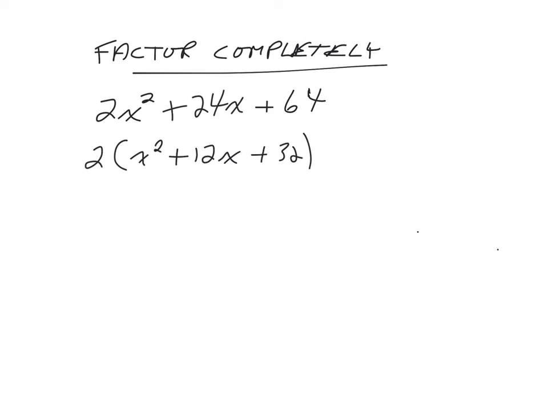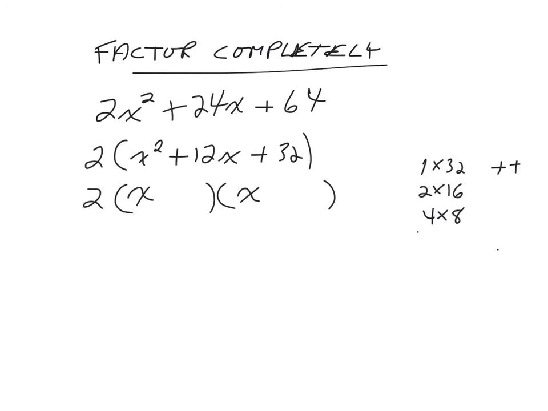And sure enough, that trinomial inside is a simple trinomial. So let's see if we can break it down even a little bit more into two more factors and put our x there and our x there and find two numbers that multiply to 32 and add to 12. There are options 1 and 32, 2 and 16, 4 and 8. And remember to multiply to a positive 32, both of the numbers would have to be positive or both would have to be negative. Since we have to add to a positive 12, we know that they have to both be positive.